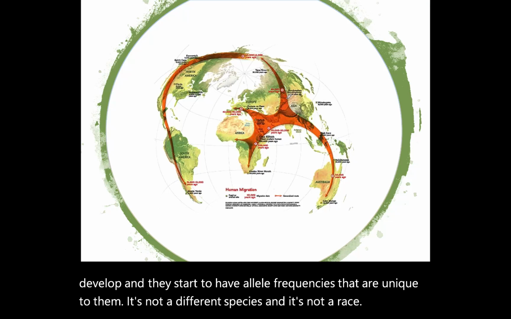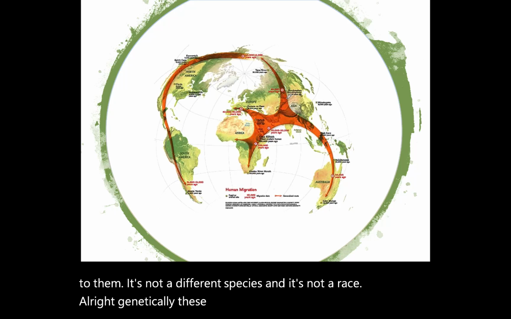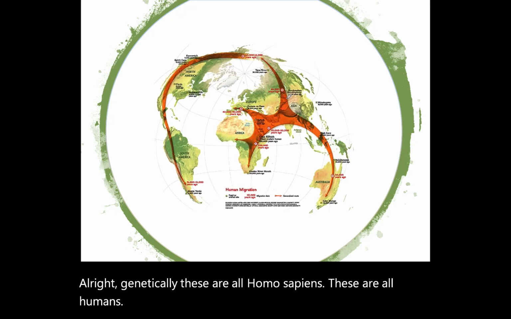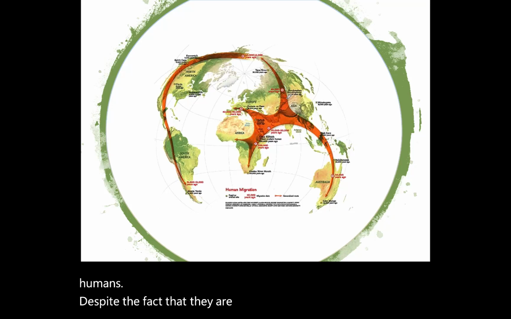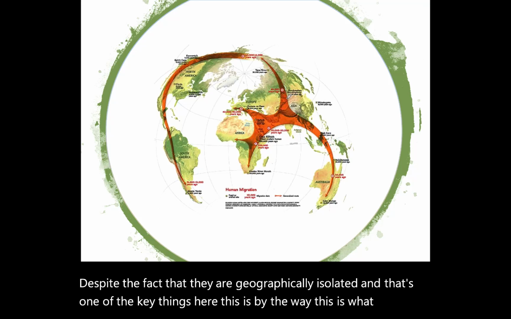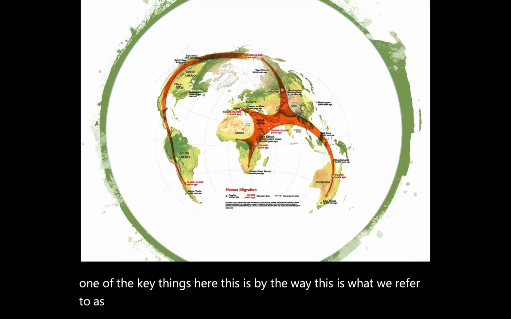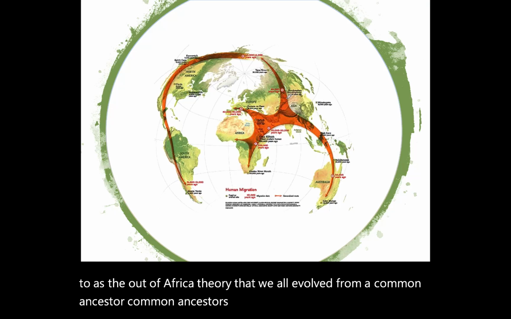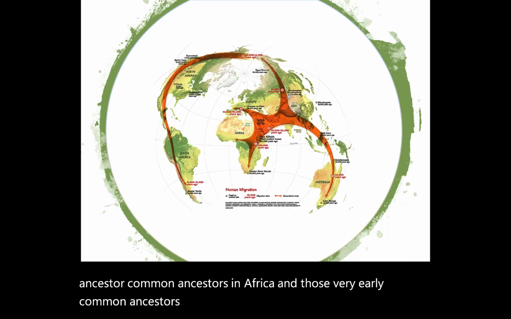Right? Genetically, these are all Homo sapiens. These are all humans, despite the fact that they are geographically isolated. And that's one of the key things here. This is, by the way, what we refer to as the out of Africa theory, that we all evolved from a common ancestor or common ancestors in Africa. And those very early common ancestors all migrated their way out of Africa to populate the rest of the world.